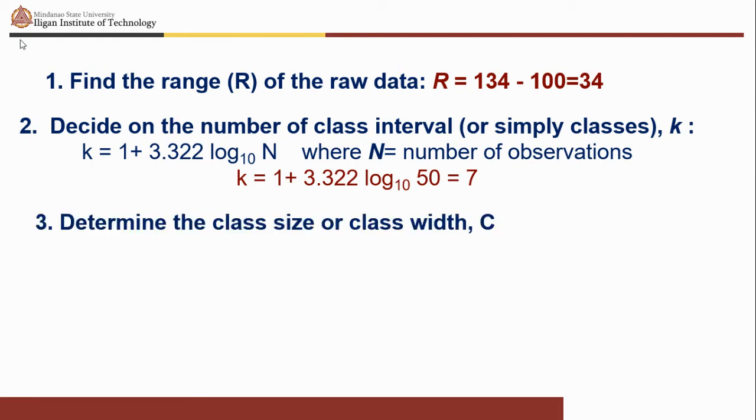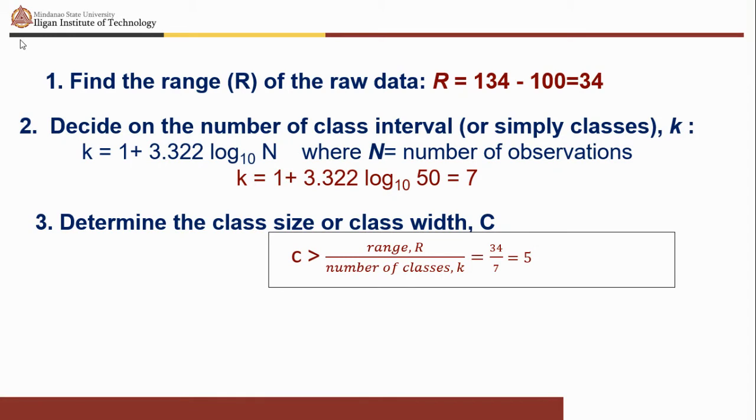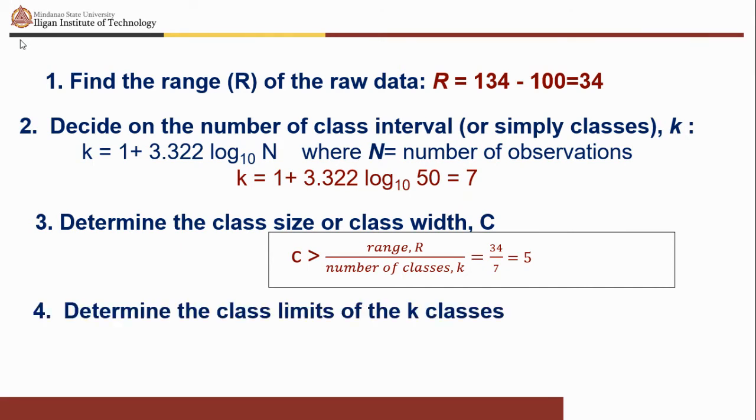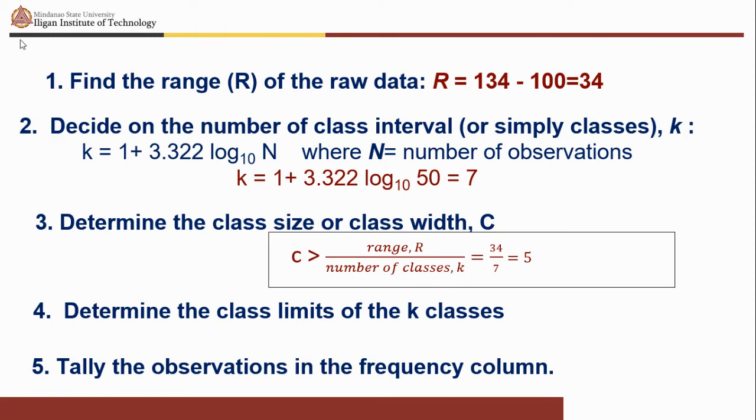Now, let's determine the class size or the class width. We have the C, which is range over the number of classes. So for our range equals 34 and our K equal to 7, 34 divided by 7, we need to round it up, so we got an answer which is 5. Now we will proceed to determine the class limits of the K classes. After that, we need to tally the observations in the frequency column.